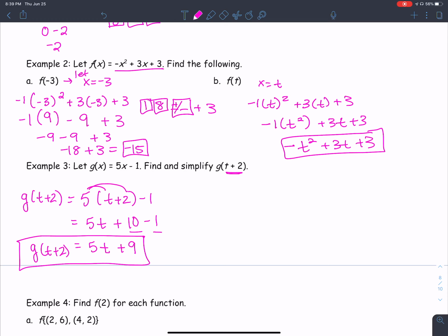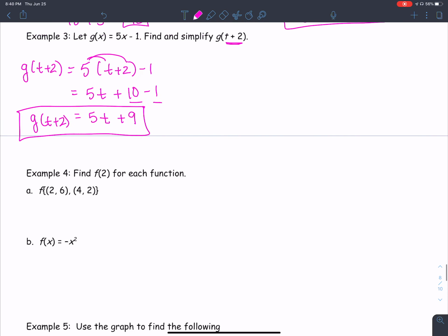Now, for this one, they're going to give us 2 different types. So we're finding f of 2 for each function, but they gave us one's a rule and one's a coordinate. So if we look at the first one, we've got 2, 6 as a pair and 4, 2 as a pair. They want us to find f of 2. Well, remember, f of 2 is saying x equals 2. What's y? So if we look here, when x is 2, what's y? Well, it's 6. So we would say f of 2 equals 6. So 6 is our answer. Now, B says f of x equals negative x squared. Well, they gave us a rule. This is a rule.